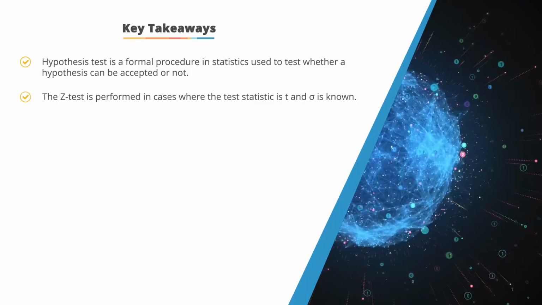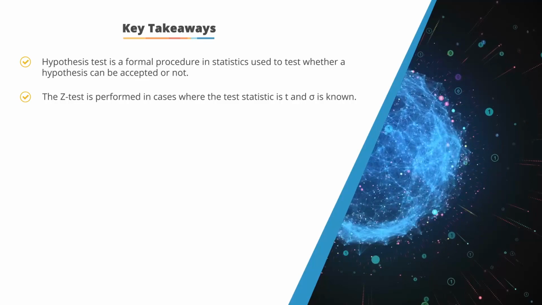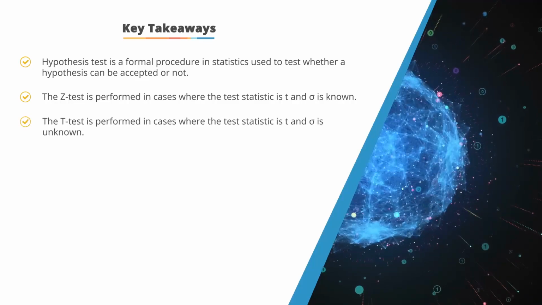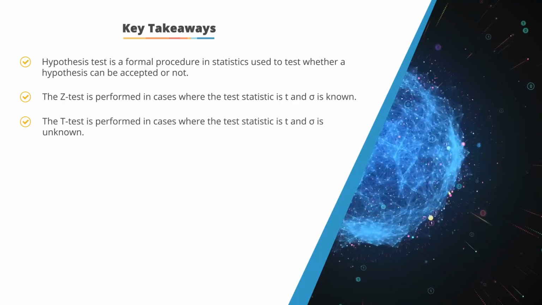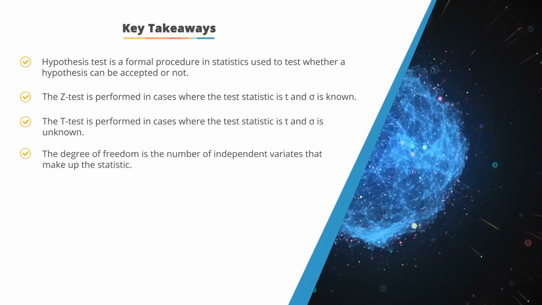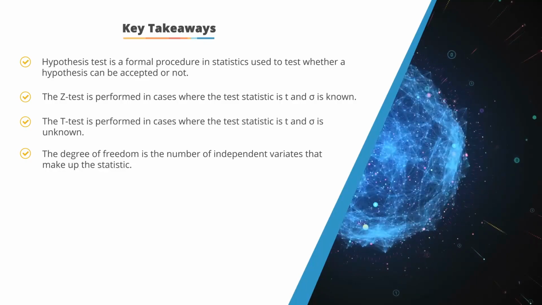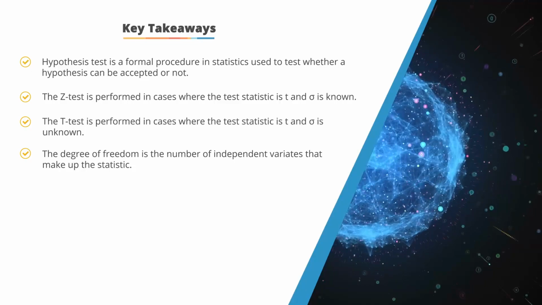The z-test is performed when we know the test statistic and the population variance is known. The t-test is performed where the population variance is unknown. That's the difference between those two. We're comparing two different groups. The degrees of freedom is the number of independent variates that make up the statistic, whether that's groups or the number of variables put into the model.